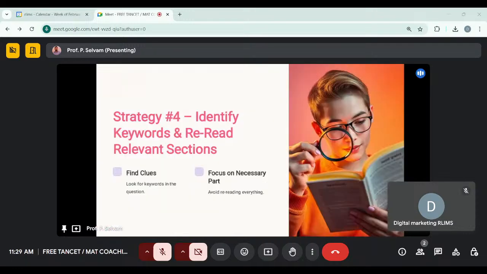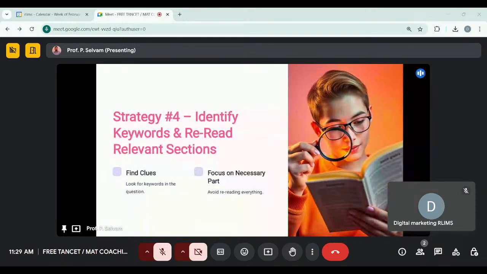Next one is you have to identify keywords and relevant sections. As I have told you, in reading comprehension, the message will not be given straight away. No meaning will be given straight away. But you need to understand the synonyms. For example, in a question, there may be some keyword. Based on the keyword, what would be the synonyms? Exploring the synonyms of the words given in the passage is another tip to find the correct answer.